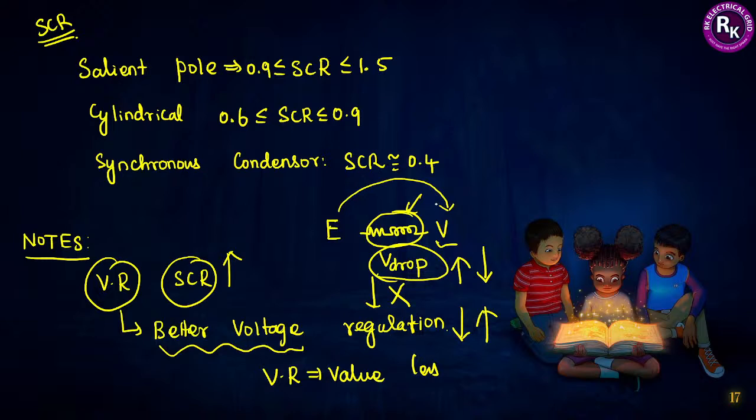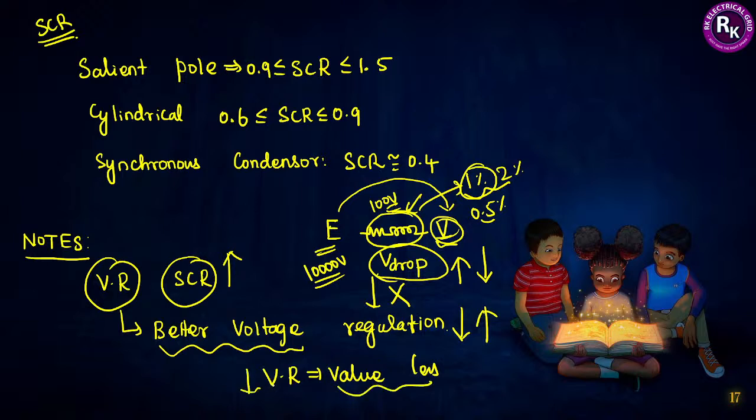Suppose the drop in percentage is only 1%, 2%, or 0.5% voltage drop, then percentage-wise it is a very small voltage drop. Suppose your alternator is generating 10,000 volts. Out of this, 1% means 100 volts will be dropped, and the remaining 9,900 volts you can receive at the output terminal. This is better voltage regulation, because percentage-wise the voltage regulation value is very less. So when the voltage regulation value is less, we call it better voltage regulation.